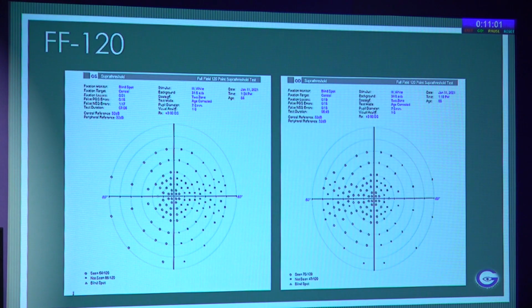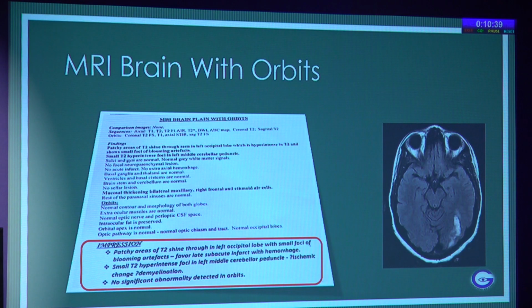So the full field 120 was done. And what does it show? You can see that there is a right homonymous hemianopia. Now when this kind of patient comes to you with a hemianopia and sudden loss of vision, what do you think? It has to be an acute attack, isn't it? Again, an MRI brain with orbits.